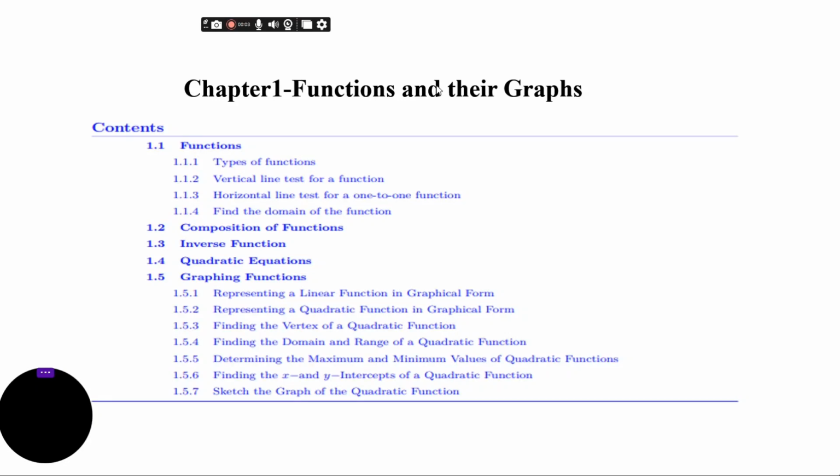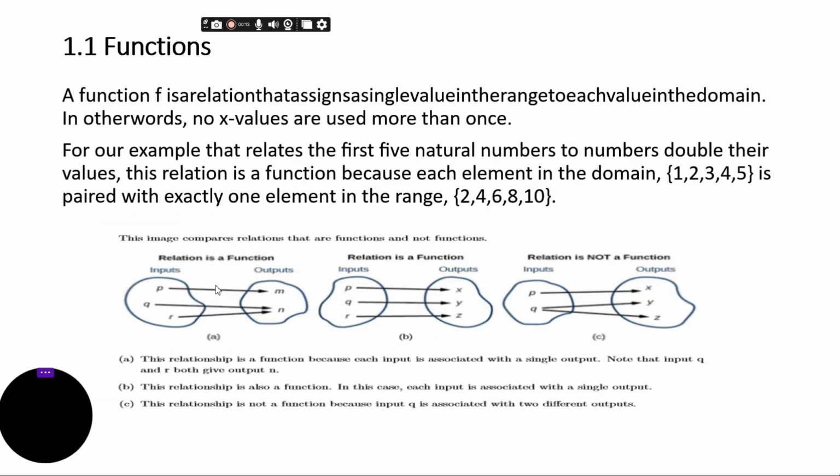This is quiz 1 pure math. The topics are chapter 1, sections 1.1, 1.2 and 1.3, functions and their graphs. So this is the definition of the function, where we note that for every x value there is only one y value. If, for example, for one x value there are two y values, then it is not a function.